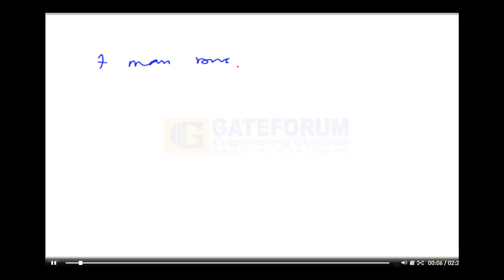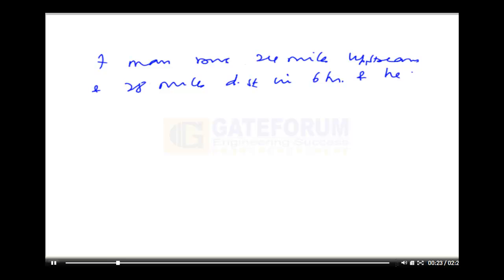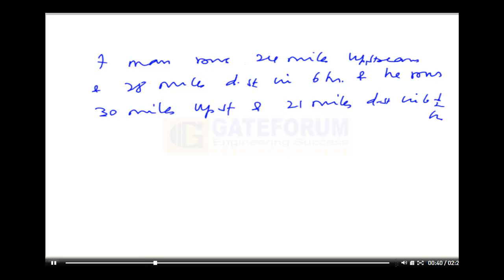A man rows 24 miles upstream and 28 miles downstream in 6 hours. And he rows 30 miles upstream and 21 miles downstream in 6.5 hours. Find the speed of stream.